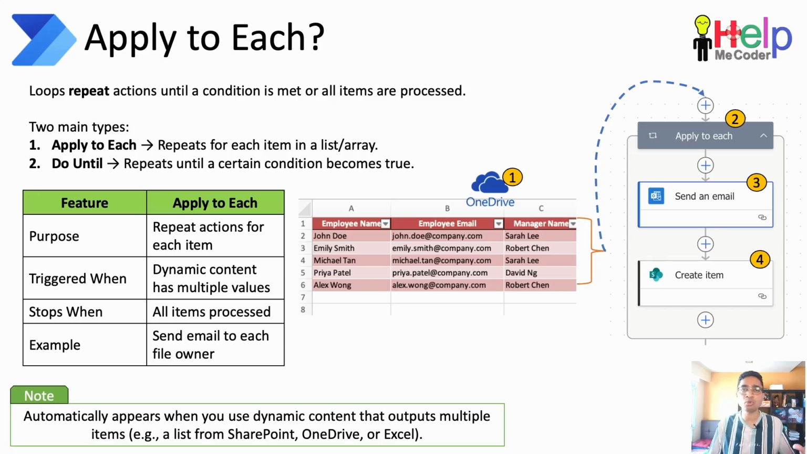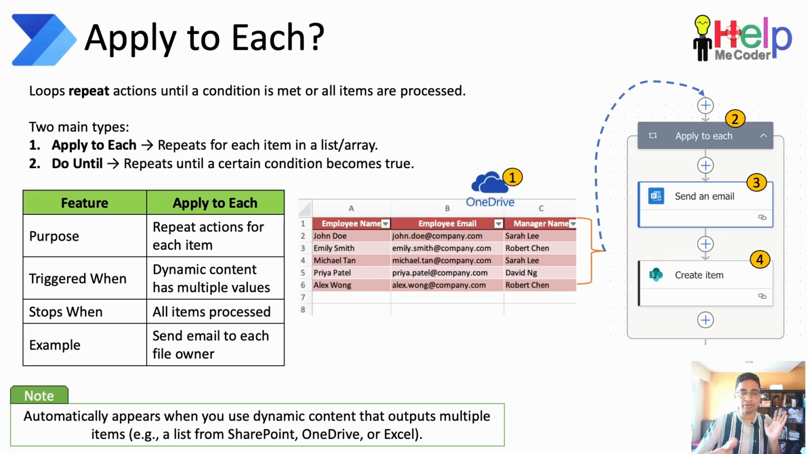For example, you connect a SharePoint list to a particular flow, and in this SharePoint list you have 10 different rows. It will go through one row at a time and do a certain set of actions on each of these rows, and when all 10 rows are done, it will come out of that loop. So apply to each is used when you want to do certain actions across all the different line items.